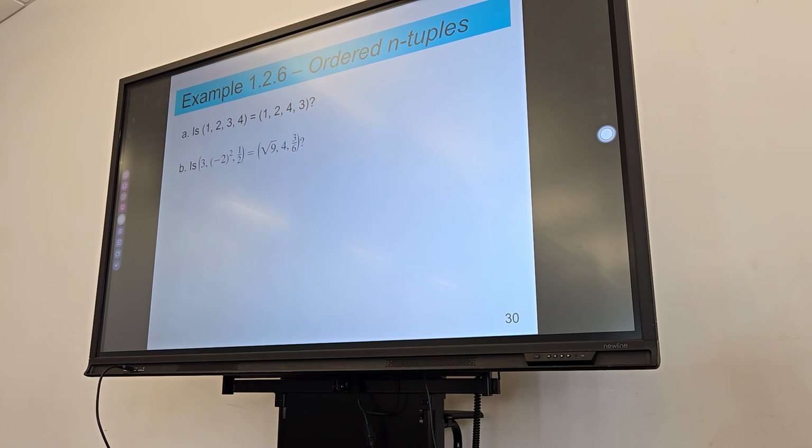So is (1, 2, 3, 4) equal to (1, 2, 4, 3)? No. But (3, -2², 1/2) does equal (√9, 4, 3/6), because the elements evaluate to be the same value.